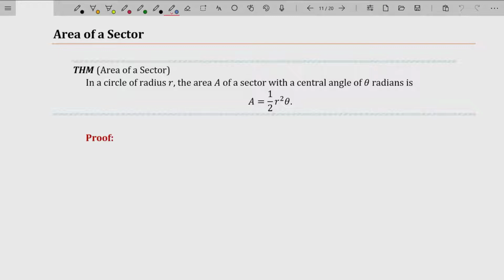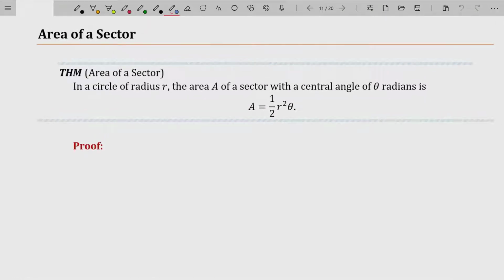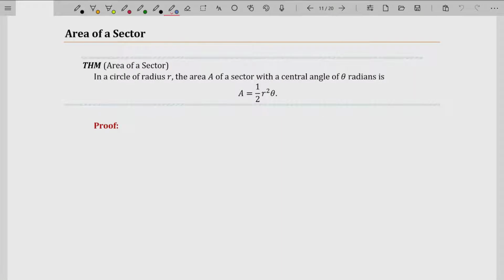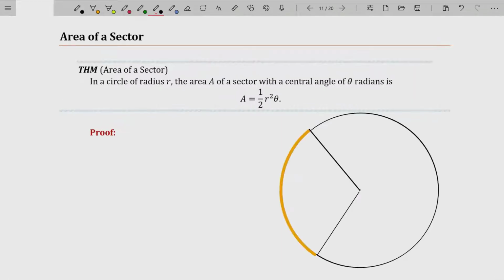So let's go ahead and talk about the area of a sector. First of all, I want to showcase what I mean by the area of a sector. Let's pretend you have a circle with radius r, and you cut out an area with an angle theta. You get an arc length s, and we know from a previous lecture that s is equal to r theta, where theta is in radians. But that's not actually what we're talking about here.